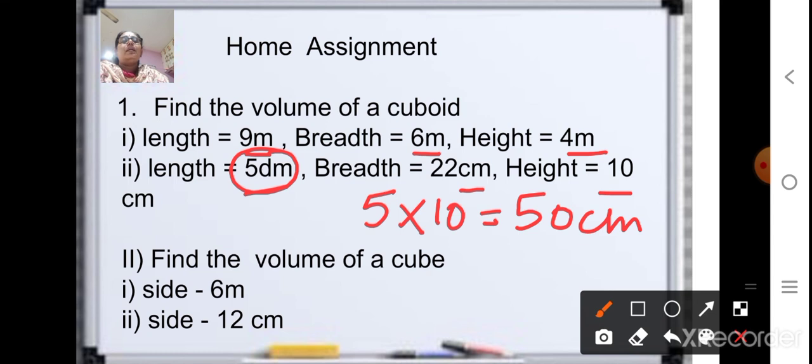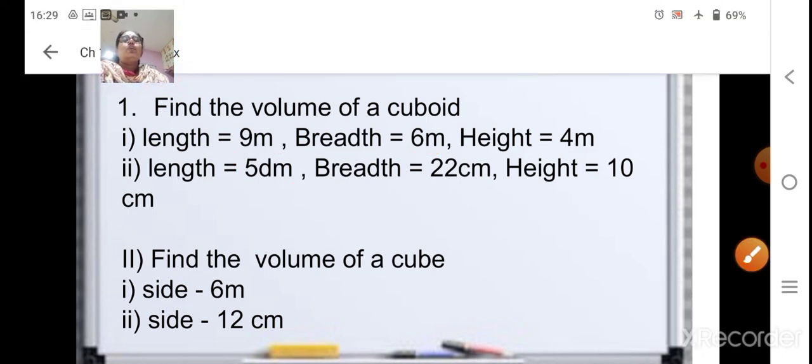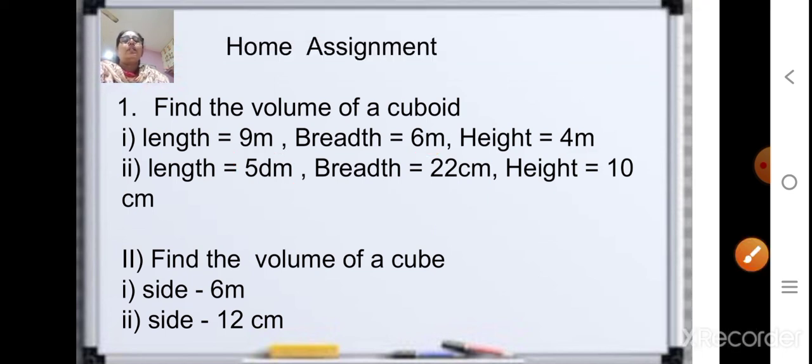Same way, the next sum is where you have to find the volume of a cube, where the side given is 6 meter. To find the volume of a cube, that is side into side into side. That is, you will multiply 6 three times. And the same way, the second sum is side is 12 centimeter. So you will multiply 12 three times. That is 12 into 12 into 12.